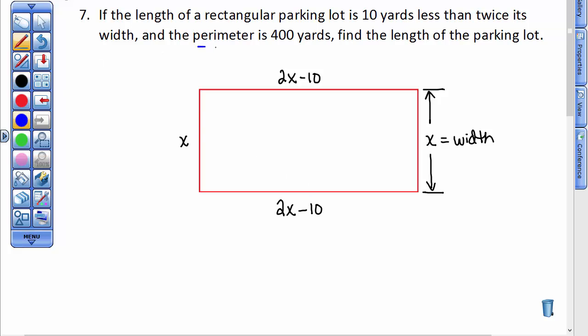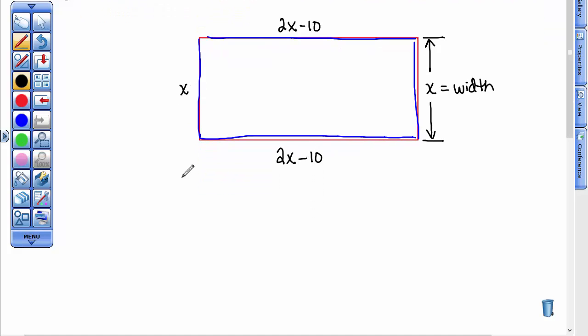And it says that the perimeter is 400 yards. The perimeter means this plus this plus this plus this. So you could go ahead and just add all these expressions up. So see this x, and then this 2x minus 10, and then this x, and then this last 2x minus 10, that perimeter has to add to be 400.